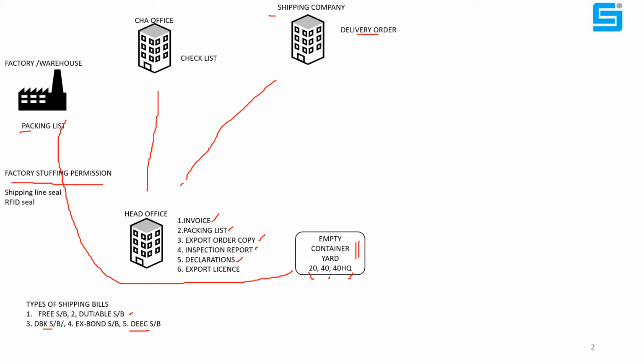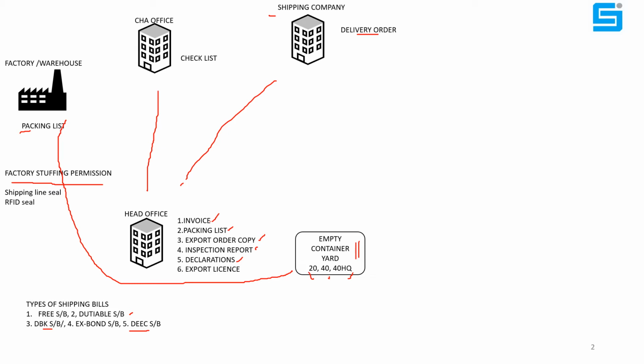When container is stuffed in the factory, there is a seal, bottle seal it is called, which cannot be tampered, which cannot be broken. If it is broken, then it breaks in two pieces. That seal cannot be used next time. That seal comes along with the container, that has to be affixed on the container door.